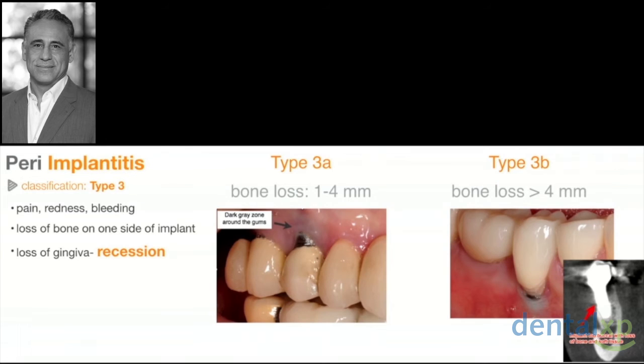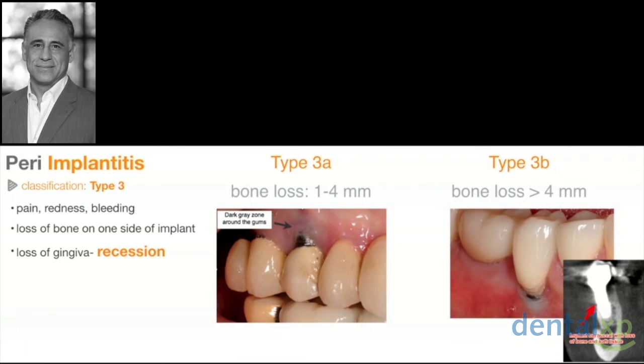The next category of peri-implantitis is what I call type 3. In these patients, there is pain, redness, bleeding, of course, signs of inflammation. And now we start to see loss of bone on one side of the implant, and also loss of gingiva or recession at this point. So this is in contrast to type 2 where there is no soft tissue loss. In type 3, we have bone loss and now loss of soft tissue.